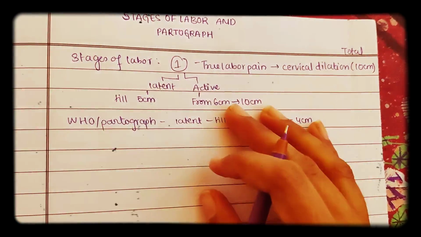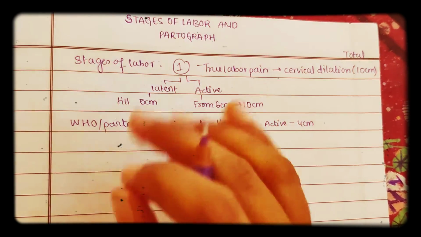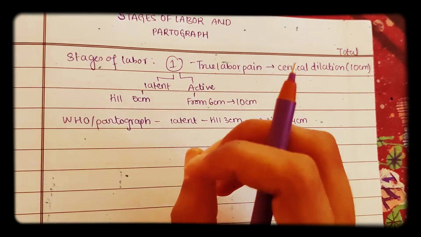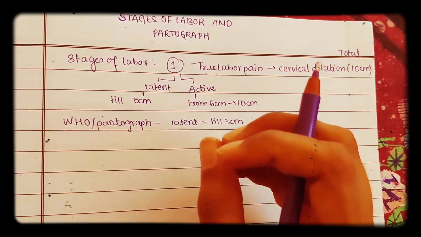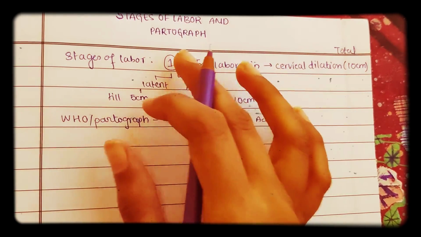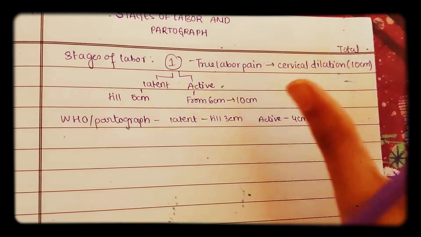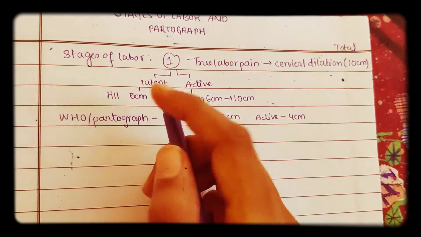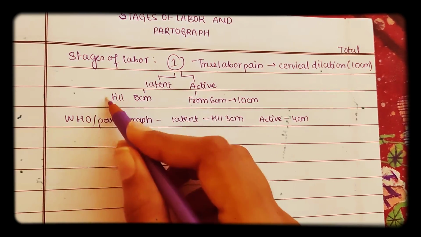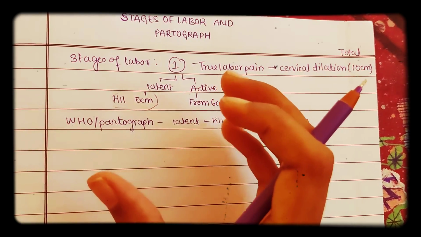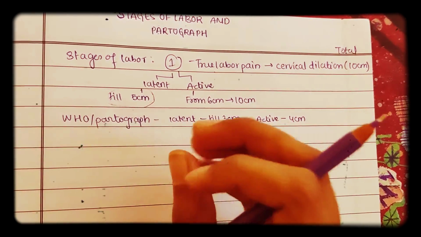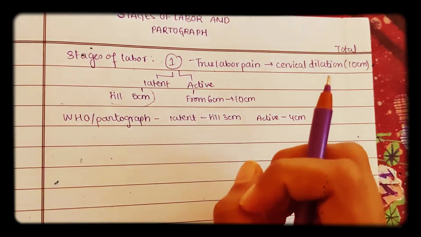Once again let me repeat this. We are talking about stages of labor. The first stage starts with true labor pains. True pains will lead to cervical dilation. How much is the total cervical dilation in the first stage? About 10 centimeters. This is divided into two parts: one is the latent phase, one is the active phase. The latent phase is up till 5 centimeters, a slow, lazy phase. The active phase is very active, so from 6 centimeters till 10 centimeters the cervix dilates.